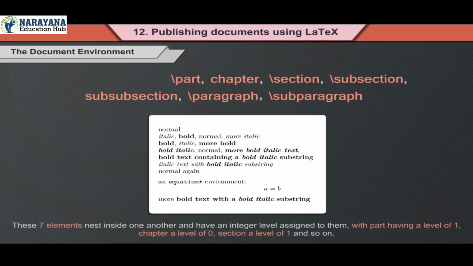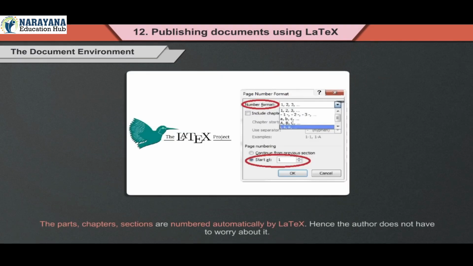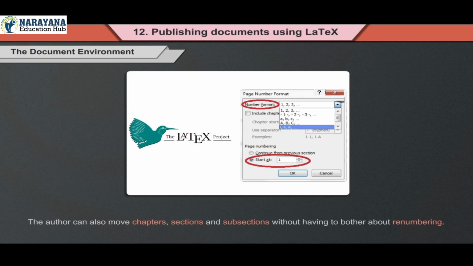These 7 elements nest inside one another and have an integer level assigned to them, with part having a level of -1, chapter a level of 0, section a level of 1, and so on. The parts, chapters, sections are numbered automatically by LaTeX. Hence, the author does not have to worry about it. The author can also move chapters, sections, and subsections without having to bother about renumbering.